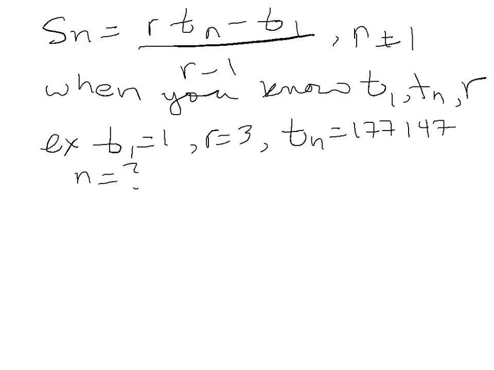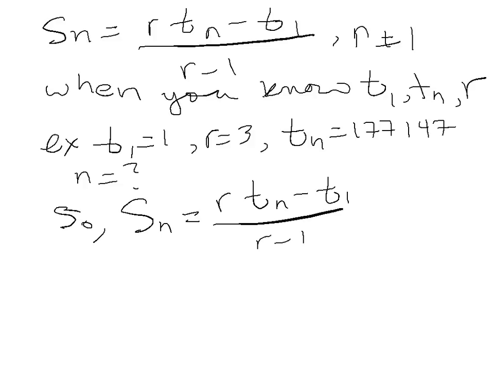All right. So what are we going to do about that? Do we need to know what N is? No, because we don't need to know what n is for this formula here. So Sn equals R Tn minus T1 over R minus 1.